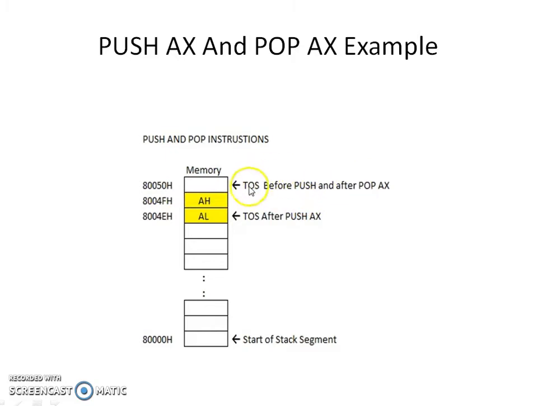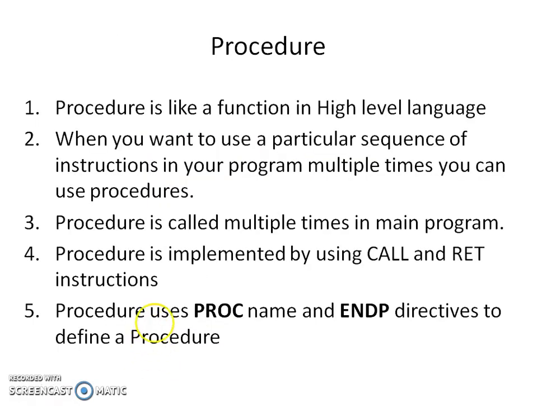That means if you see here, the top of the stack is pointing to 80050 before the push instruction and after the pop AX instruction. So this is how you can understand the stack operation with the help of push and pop operations, and the initial stack start of segment is at 80,000 location. Next, coming to the procedure.